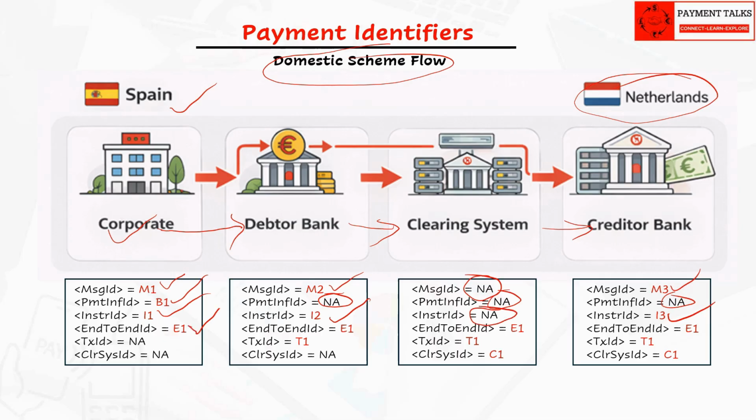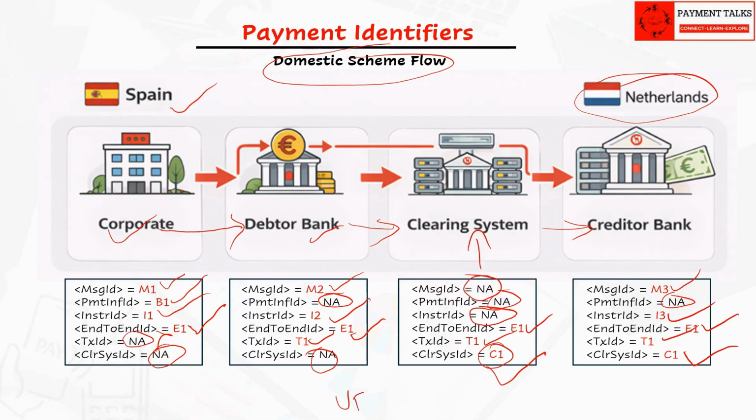The clearing system does not assign an instruction ID. End-to-end ID remains unchanged from corporate through to creditor bank. Transaction ID T1 is assigned by the debtor bank and stays unchanged, including through the clearing system. Clearing system reference C1 is generated when the payment enters the clearing system and is carried through to the creditor bank in the outgoing PACS.008.